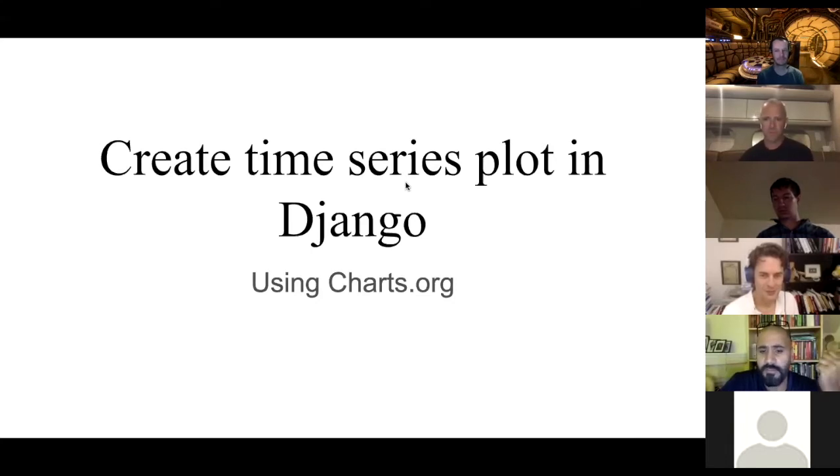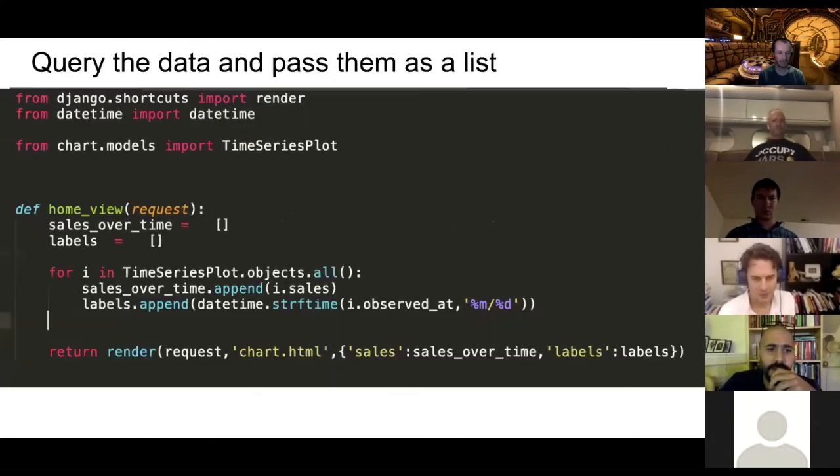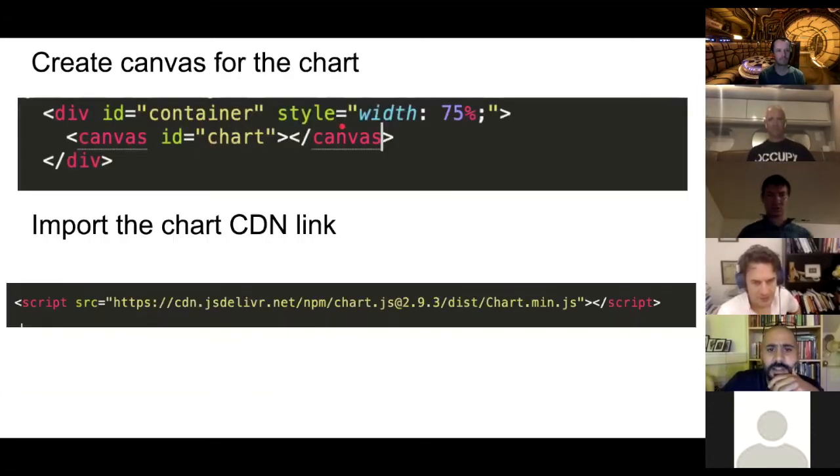So I used Chart.js. They have a package which is written in JavaScript. It's very easy, very simple. For illustration, I create a database with cells and time labels, and I query the data. I pass the data as a list, and I send it to the HTML. I create a canvas, and I use the ID chart so I can call it in JavaScript.